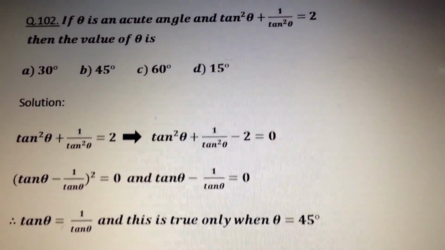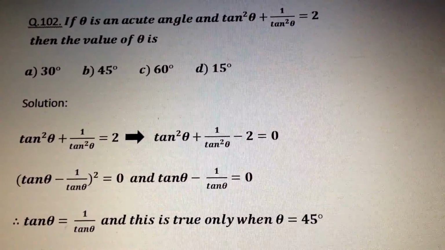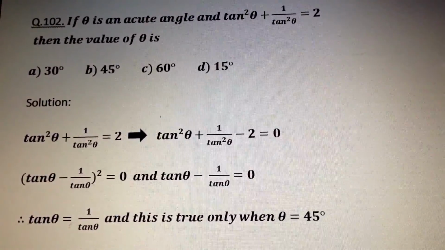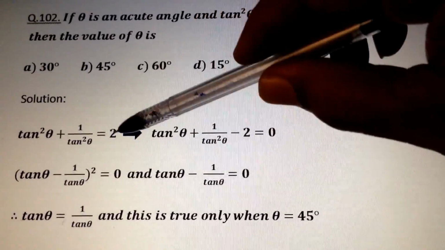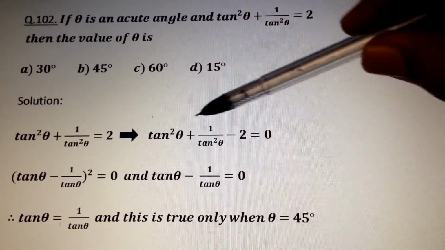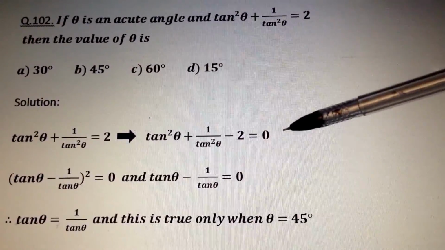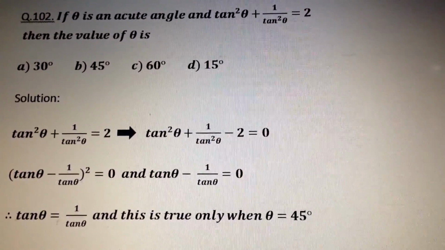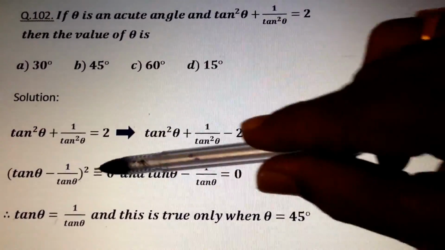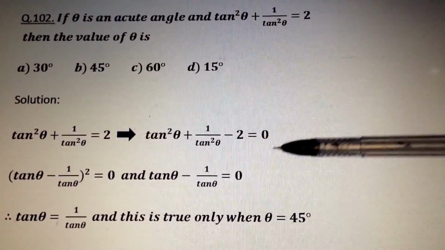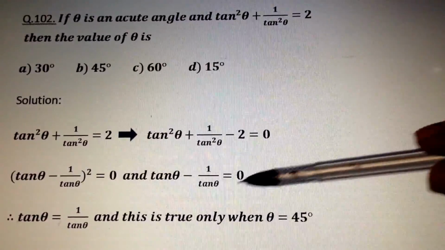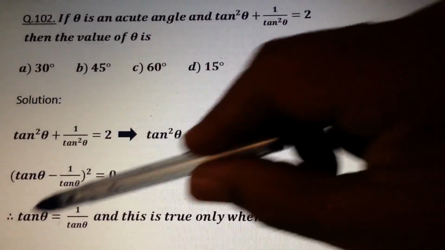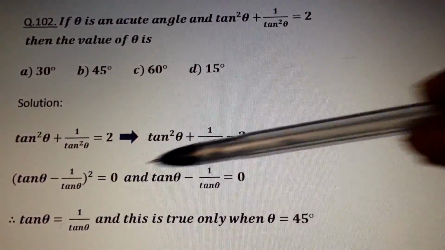Next question. If theta is an acute angle and tan square theta plus 1 by tan square theta is equal to 2, then find the value of theta. It is given that tan² theta plus 1/tan² theta is equal to 2. This can be written as tan² theta plus 1/tan² theta minus 2 is equal to 0. This is in the form of (a minus b) whole square. So this can be written as (tan theta minus 1/tan theta) whole square, which is equal to 0. Therefore, tan theta minus 1/tan theta is equal to 0 and tan theta is equal to 1/tan theta. This is true only when the theta value is 45, because tan 45 is 1.